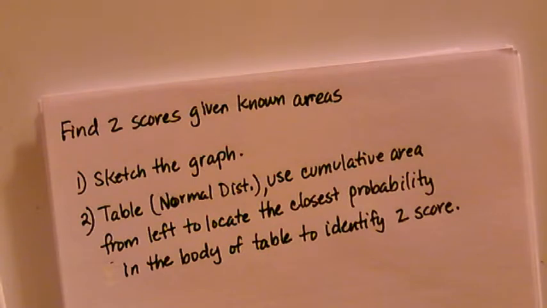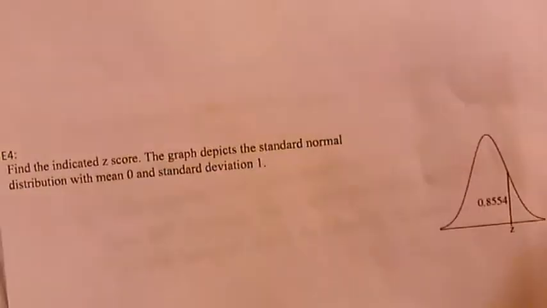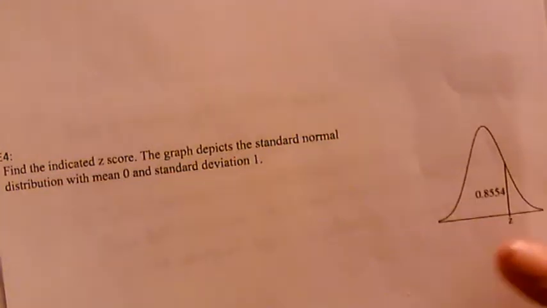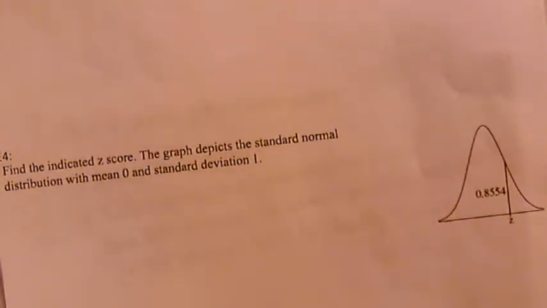So to start off with this example, we'll start off with something simple. Here you want to find the indicated z-score.